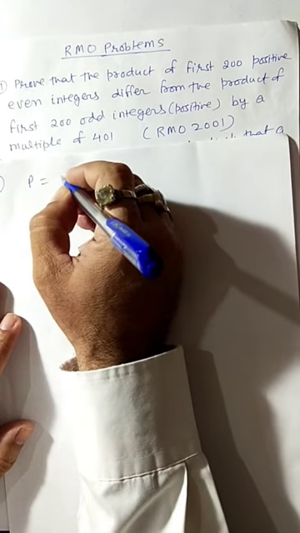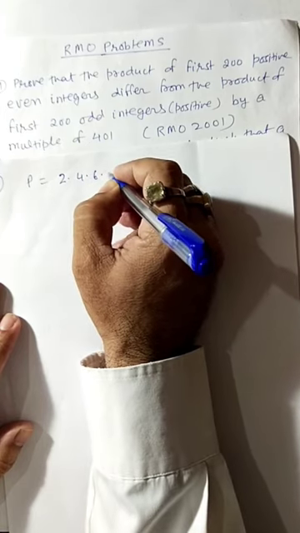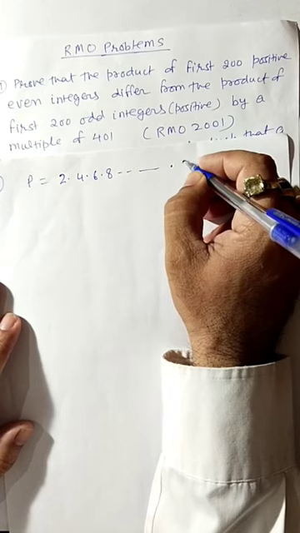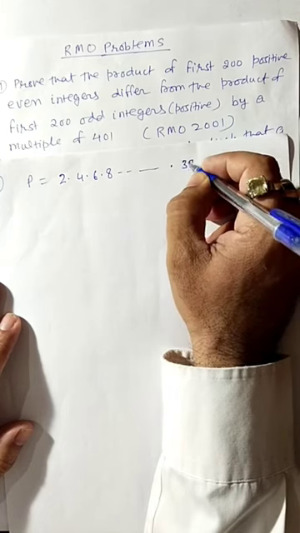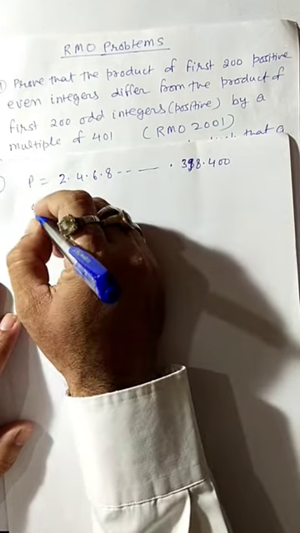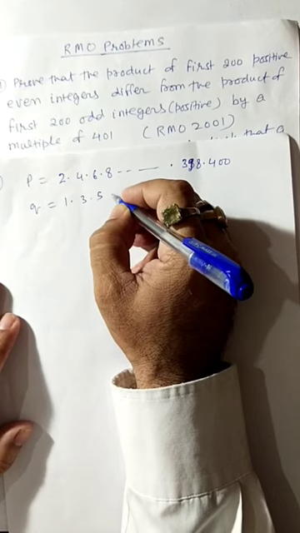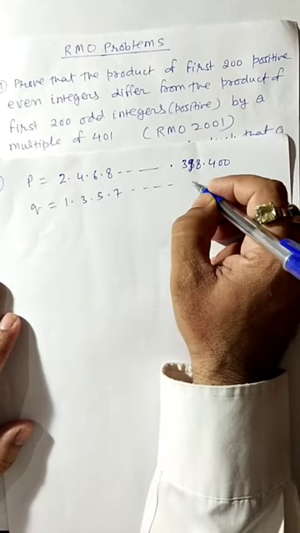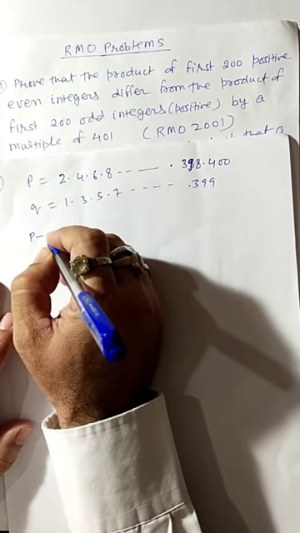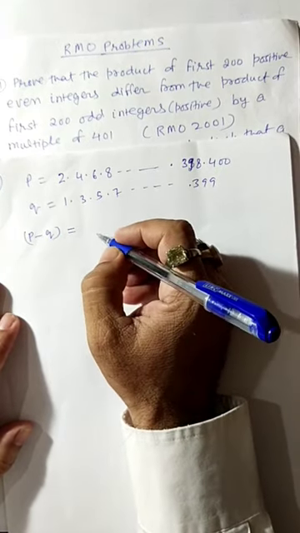Let P equal the product of the first 200 positive even integers, meaning 2 into 4 into 6 into 8 and so on, and our last terms will be 398 and then 400. And Q is 1 into 3 into 5 into 7 and so on. The last term is 399. Now we have to find P minus Q. The value of P minus Q should be some multiple of 401.